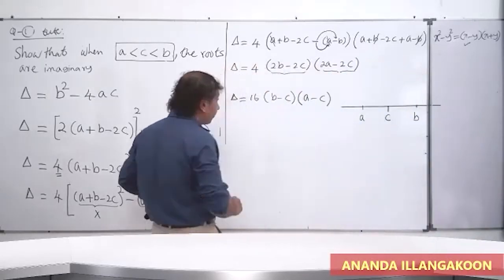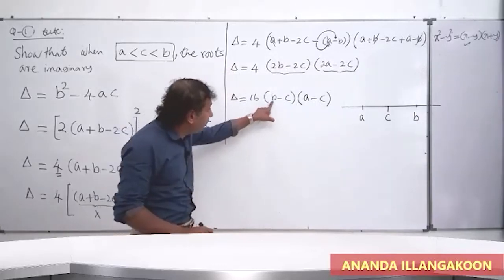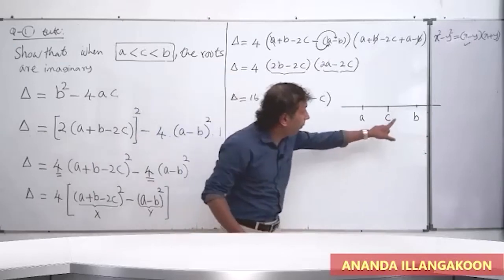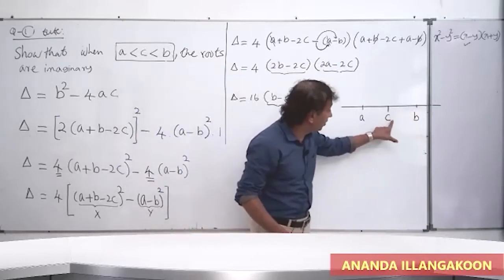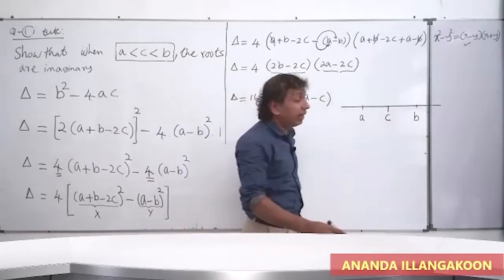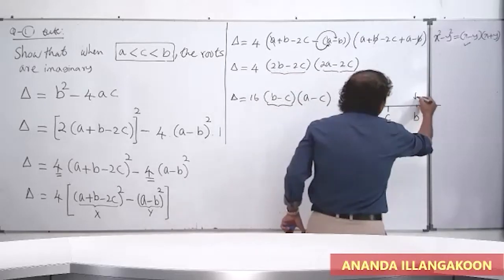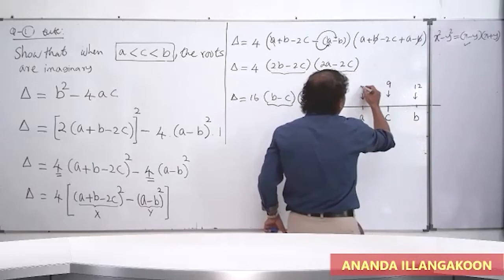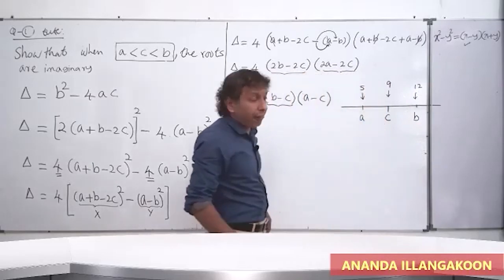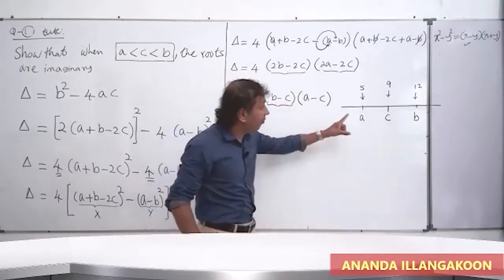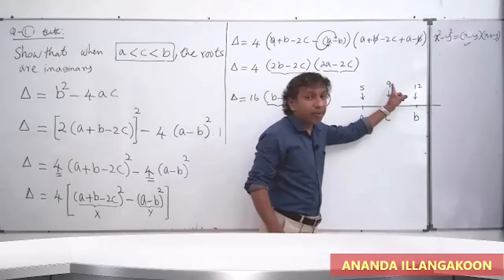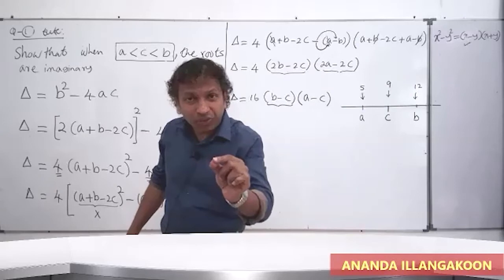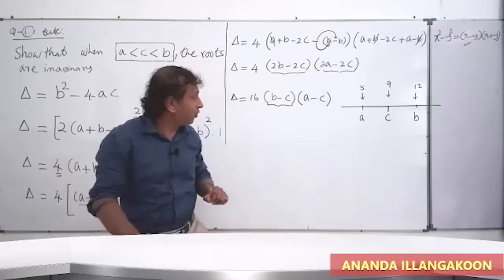Now see here. What can you say about B minus C? B is bigger, C is smaller. Think of this as 12, this as 9, and this as 5. Then B minus C means 12 minus 9, which is 3. Positive, right? Therefore, this is positive.